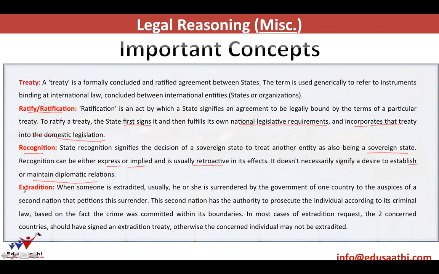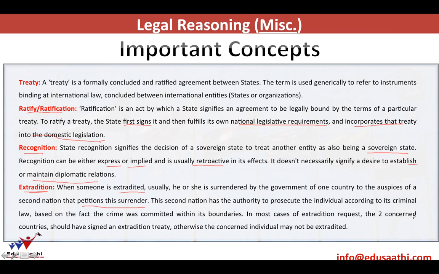Extradition, you must have heard this word in various news items wherein criminals are involved. So let's understand what extradition means. When someone is extradited, usually he or she is surrendered by the government of one country to the auspices of a second nation that petitions this surrender. This second nation has the authority to prosecute the individual according to the criminal law based on the fact that the crime was committed within its boundaries.